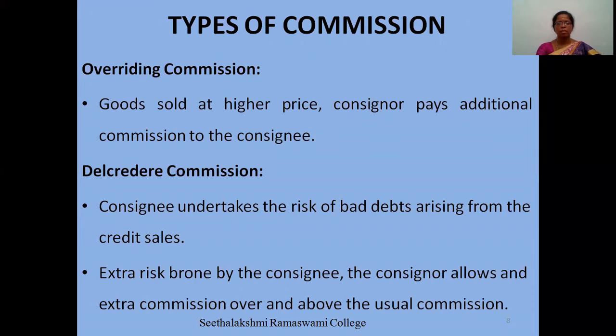Delivery commission. Sometimes the consignee makes credit sales. The credit sales become bad debts. At the end of the accounting period, the consignee must settle the books of accounts or settle the total amount to the consignor. Regarding this situation, the consignee undertakes the risk of bad debts also. For the extra risk borne by the consignee, the consignor allows an extra commission. That is called a delivery commission.